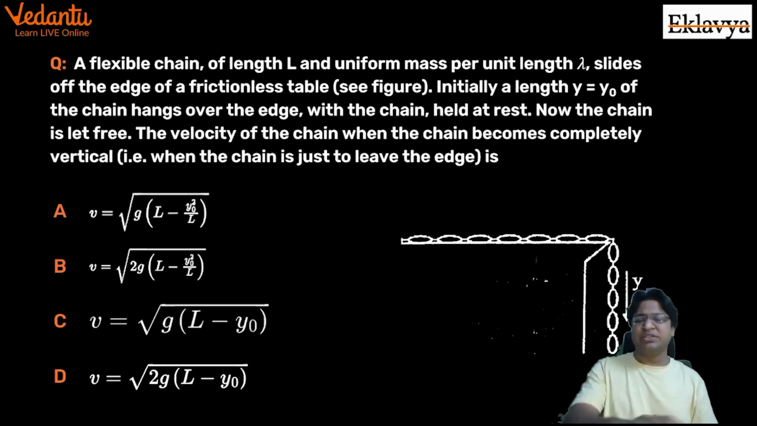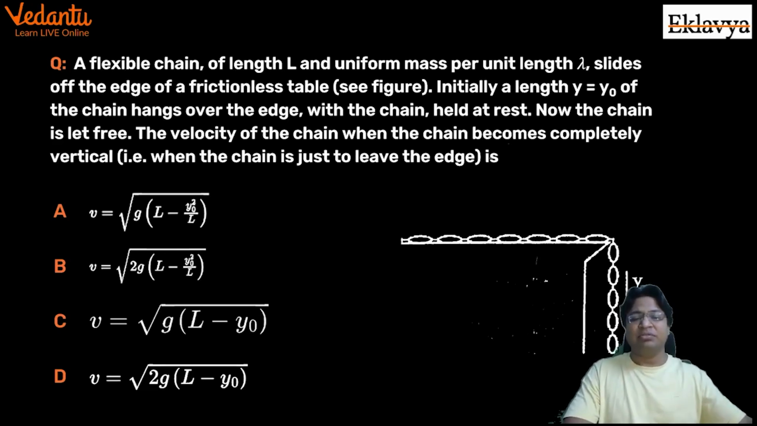Okay, now that's a very standard question, guys. I think you must have done this question already. So the question says that y naught length of the chain was hanging off the table, and what is the velocity when the chain completely becomes vertical? So this is actually a simple question.